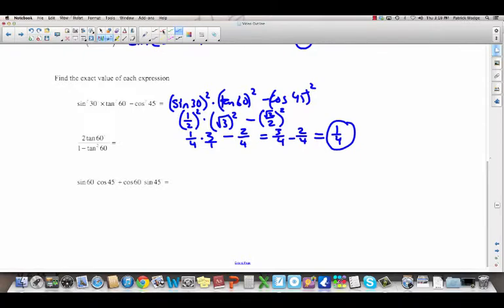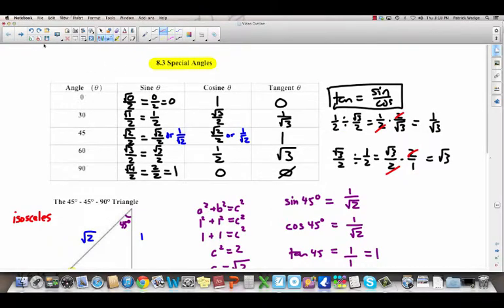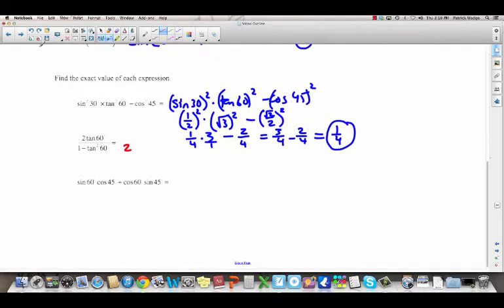Next one, I'll do it in different colors because it's going to get kind of confusing here. 2 tan 60. Okay, well that's 2 times tan 60. We can look that up right now. Tan 60 is root 3. So 2 root 3 over 1 minus tan 60 squared. Tan 60 we already looked up. It was root 3, right? Tan 60 up here is the same as tan 60 down here, but you have to square it on the bottom. Okay, so on the top we have 2 root 3. On the bottom we have 1 minus root 3 squared.